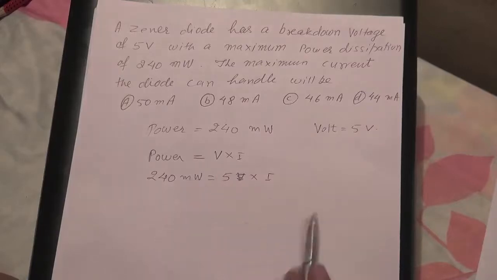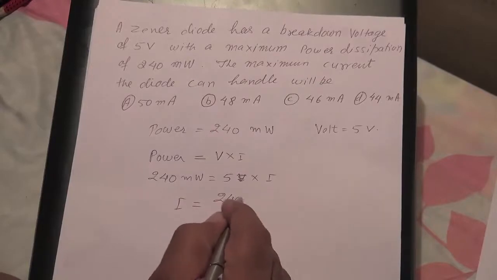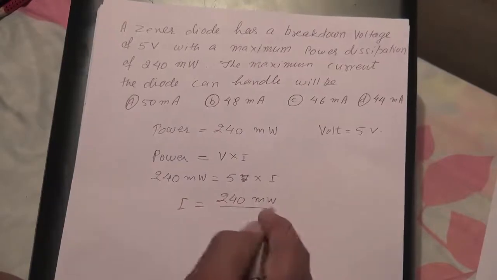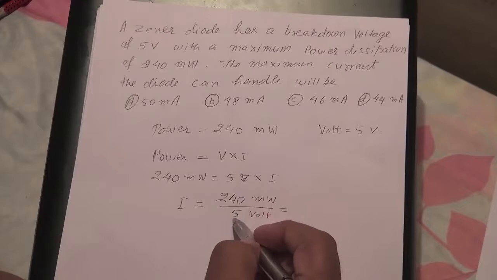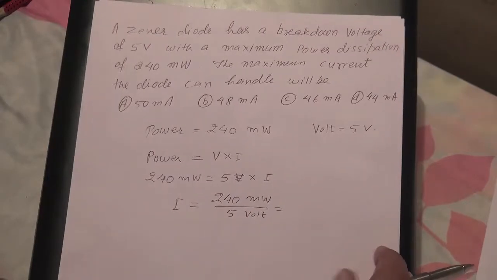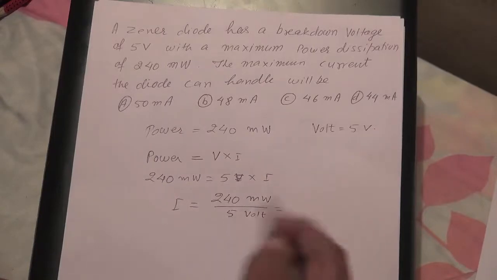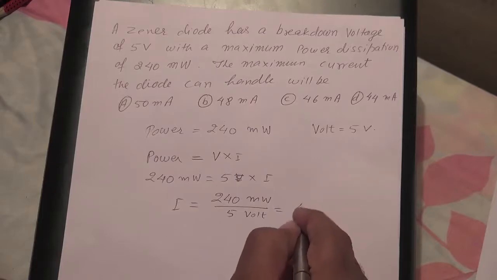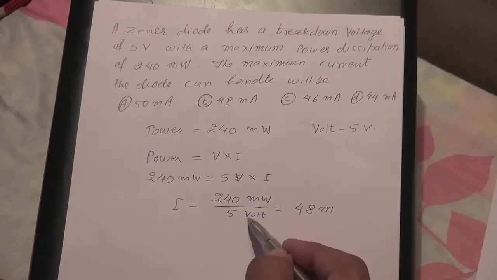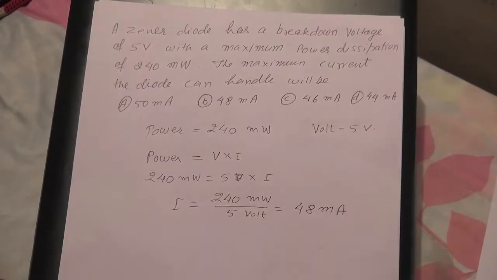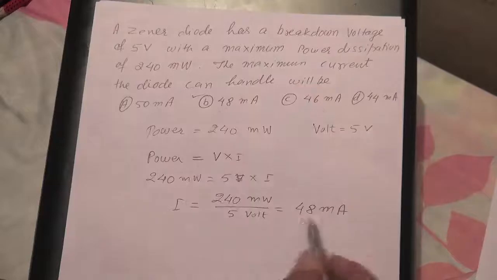Now divide it by this 5 volt and current will come to, I will be equal to 240 milliwatt divided by 5 volt, and this is equal to 240 divided by 5. This is equal to 48 milli, and watt upon volt is equal to ampere. So 48 milliampere. This is the right option, 48 milliampere.